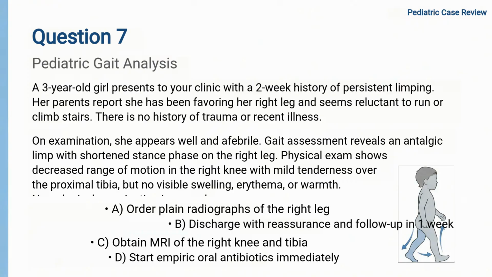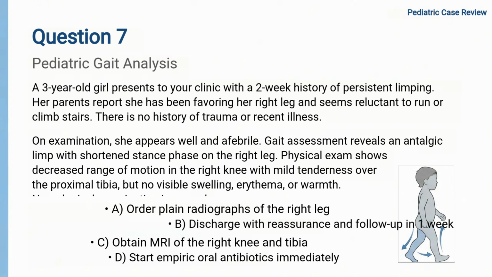Case 7. A 3-year-old girl presents with a 2-week history of persistent limping. Her parents report she favors her right leg and is reluctant to run or climb stairs. There is no trauma or recent illness. On examination, she appears well and afebrile. Gait assessment reveals an antalgic limp with a shortened stance phase on the right. There is decreased range of motion at the right knee with mild tenderness over the proximal tibia, but no swelling, redness, or warmth. Neurological examination is normal.